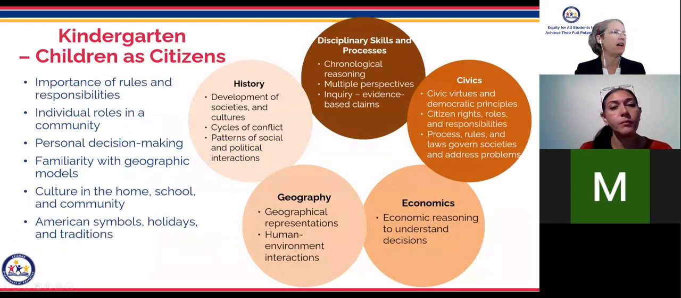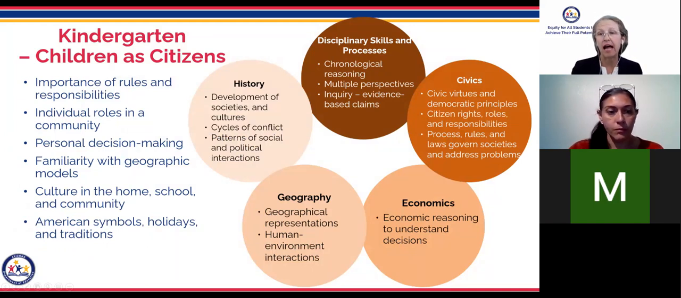And so again, here we have kindergarten, and I'm going to go pretty quick through these because we can pick up time and I want you to use them. These are the course considerations that I was mentioning earlier. These are the bulleted items, or the content, that you want to be teaching in kindergarten: importance of rules, individual roles in a community, decision-making, familiarity with geographic models, so that would be working with maps and other items, culture and American symbols, right? And then these are the five content areas as far as the actual standards.